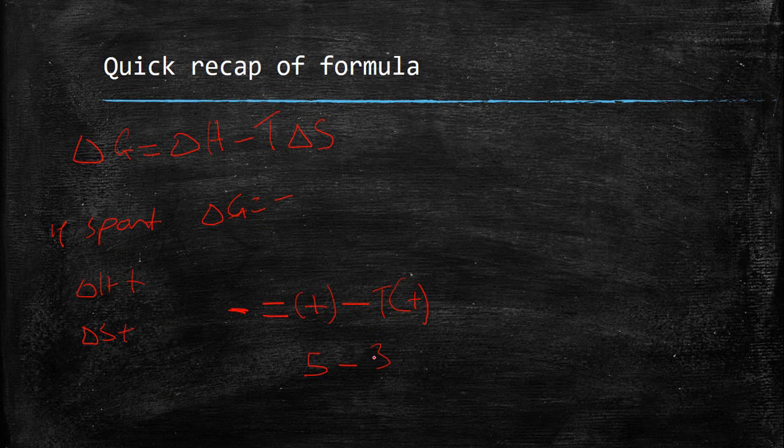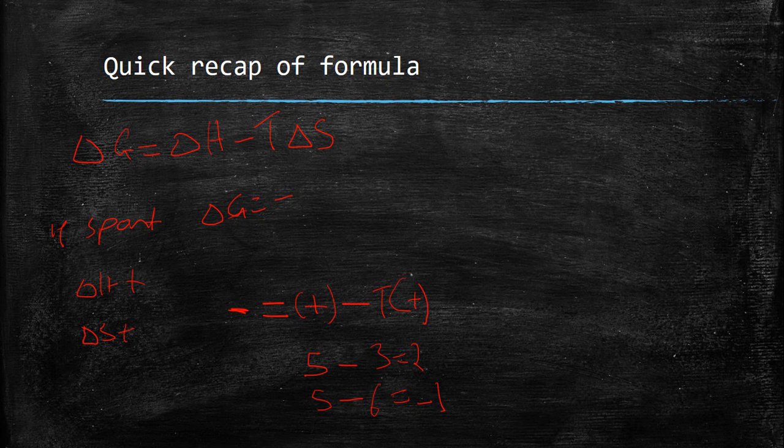So I go 5 minus 6. Well, that equals negative 1 now. So I've got a negative value. I have to raise this constant if I want to get a negative value. And if that's the case, that means the reaction is only going to be spontaneous at high values for T.